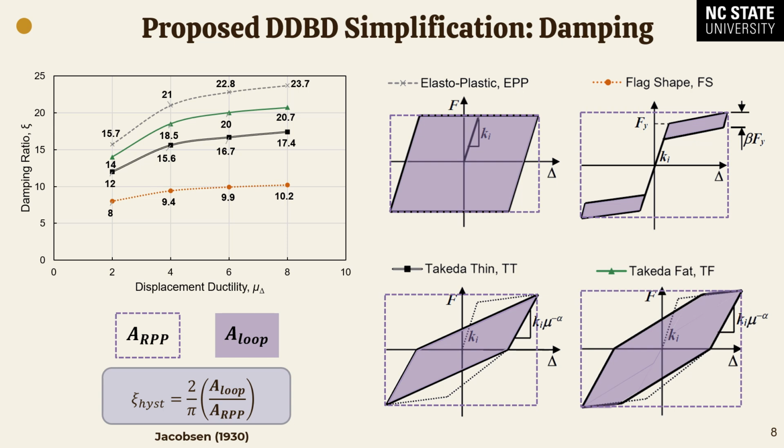So this is now talking about some of the current things that we're working on. If you look at this slide, you see here the relationships between damping and ductility, which have been well established using Jacobsen's approach. They are shown here for different hysteretic systems. For example, if we take the Takeda thin hysteretic response, typical for a reinforced concrete bridge column, we can see here the relationship between damping and ductility, which is this black line here.